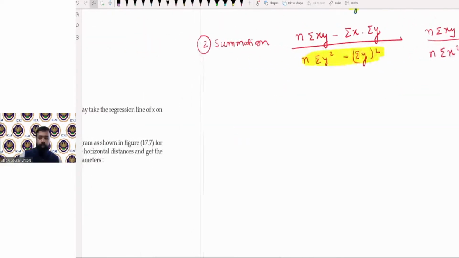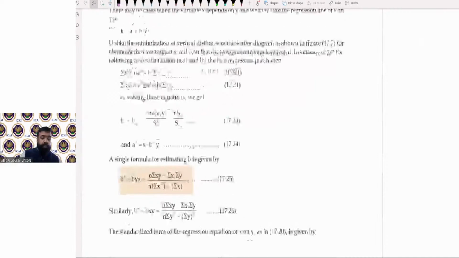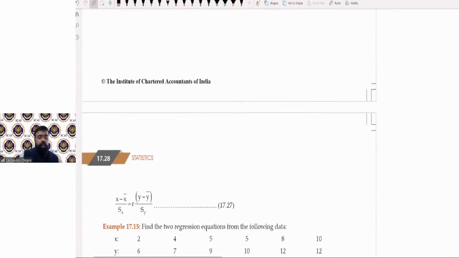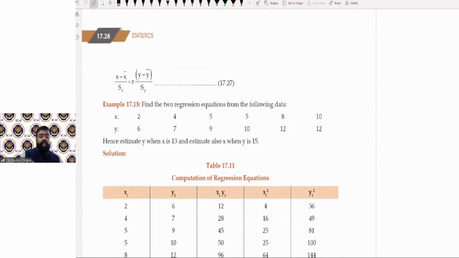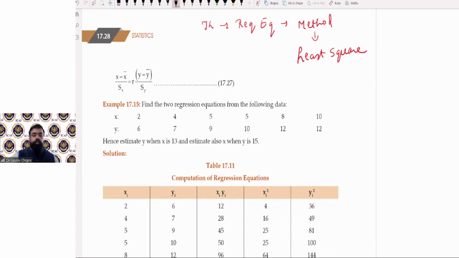Alright. Now the next point is, what is the method of solving regression equation? Theoretically question बनता है कई बार कि रिग्रेशन इक्वेशन को सॉल्व करने का जो मेथड का नाम है, दैट मेथड इज नोन एज लीस्ट स्क्वायर. लीस्ट स्क्वायर मेथड. रिग्रेशन इक्वेशन को सॉल्व करने का जो मेथड है, दैट इज नोन एज मेथड ऑफ लीस्ट स्क्वायर.